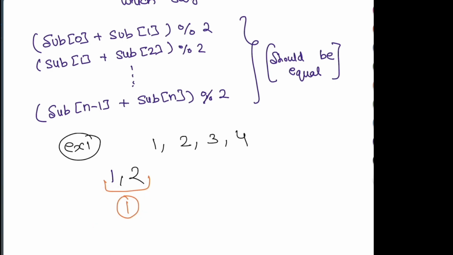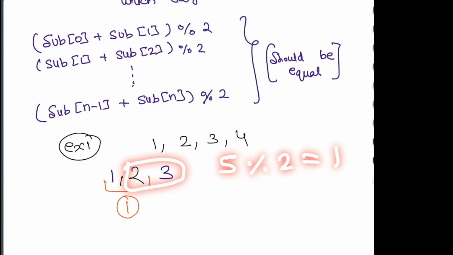Now let's try with the next element. The next is 3. So it is 3 here. Now 2 plus 3 is 5. 5 mod 2 is equal to 1. So now it is valid as of now. It is fine because still the formula is producing the output as 1.